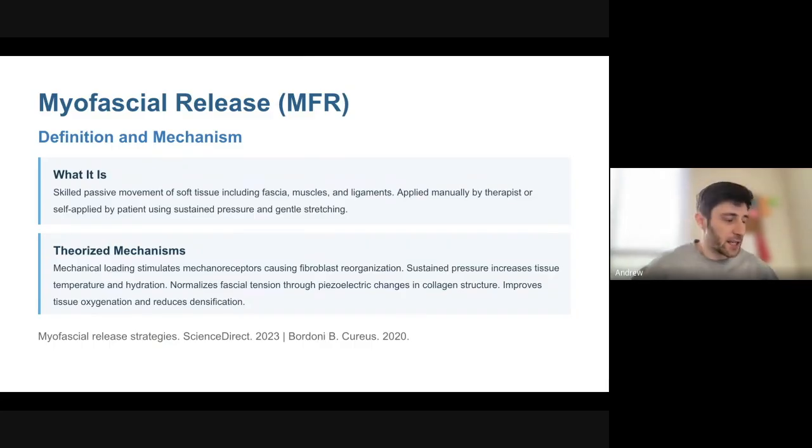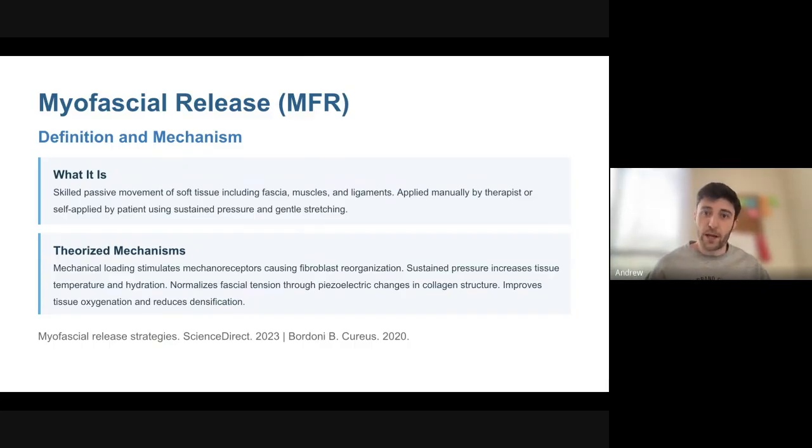Here we can also see, under the theorized mechanisms, that mechanical loading stimulates mechanoreceptors causing fibroblast reorganization. That's kind of the same thing we've been talking about. It's a really fancy way of saying when you put something under stress and you load it, the fibroblasts are going to activate and start trying to fix any sort of damage, and they're going to respond just wherever the tension is and wherever the pressure is. Sustained pressure increases tissue temperature, this is proven, and hydration, this is also proven.